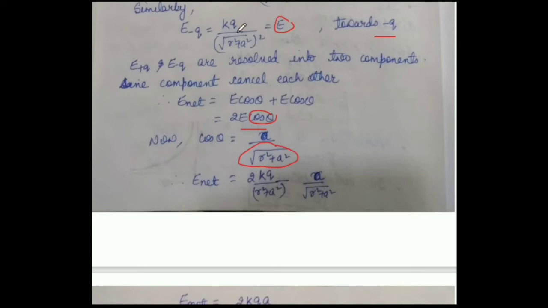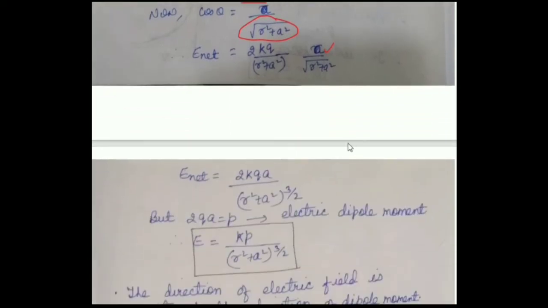E is what? Twice. E is kq by this one, r square plus a square under root, whole square. So this under root and this whole square, it only becomes r square plus a square, into cos theta. Cos theta is a by under root r square plus a square. When you solve this one, here power is 1, here power is 1 by 2. So 1 plus 1 by 2 is 3 by 2. So in this way, twice kqa by r square plus a square to the power 3 by 2. What is this twice qa?